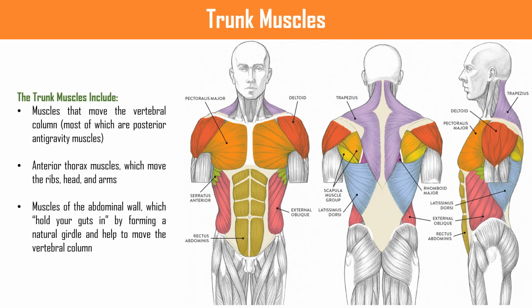Then we have trunk muscles. The trunk muscles include muscles that move the vertebral column, most of which are posterior anti-gravity muscles. Next one is anterior thorax muscles, which move the rib, head, and arm. Then muscles of the abdominal wall, which hold your guts in by forming a natural girdle and help to move the vertebral column. We're going to look at each type of trunk muscle.